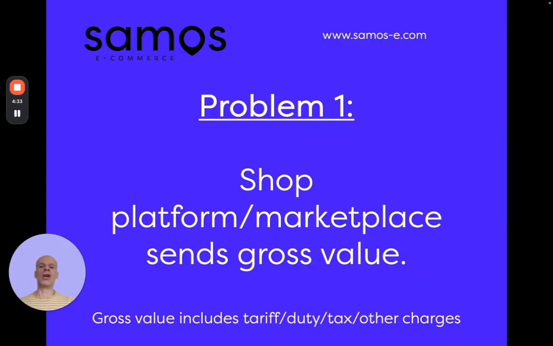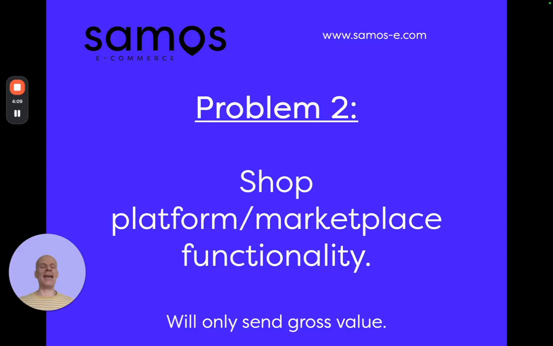Essentially, the problem is that your shop, it could be a marketplace or a platform, whichever shop platform you're using, sends the gross value when you're making a declaration. So when you're creating the labels for your parcels and so on, the gross value, which includes the duties and taxes and other charges maybe you've charged in the checkout process, is treated as the actual value of the parcel, when the net value is not that total value. And the trouble is that very often the marketplace or the shop platform functionality won't allow you to reduce that down to make sure that you're presenting the correct value, which is the net value.